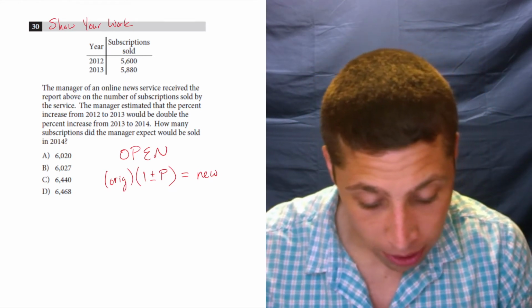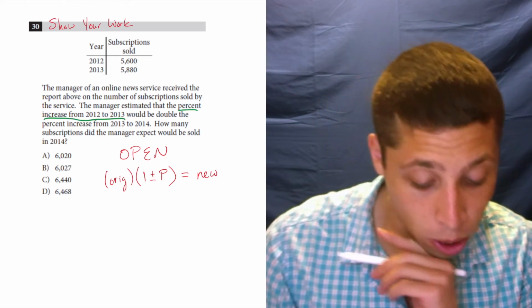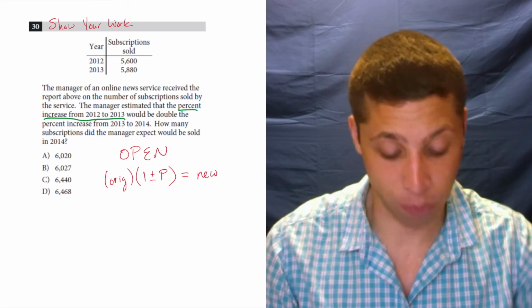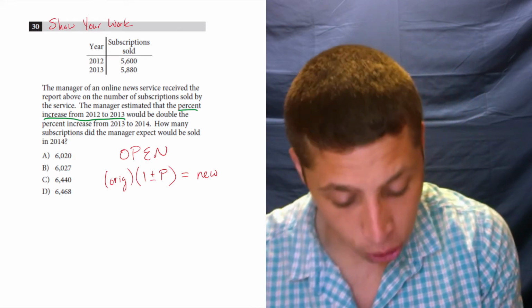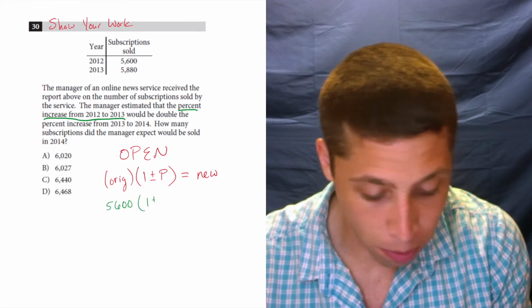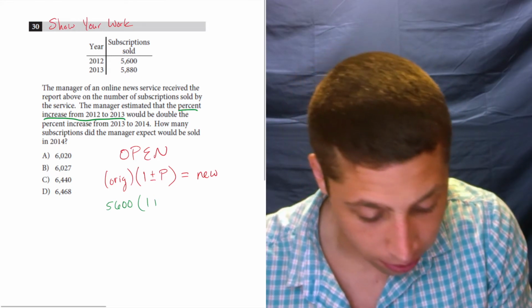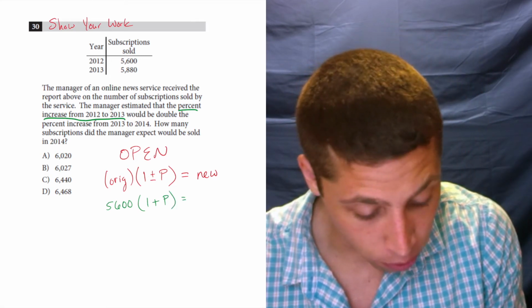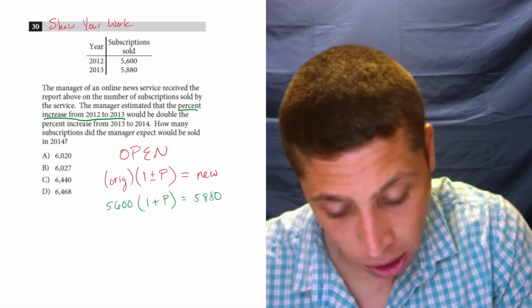Well, they're telling me I need to know the percent increase from 2012 to 2013 so that I can figure out what comes next with 2014. So let's deal with that first. So the original value is the 2012, that's 5,600. I don't know the P, but I do know it's an increase, so let's make it really clear that it's going to be a plus percentage. And then the new is 5,880 because that's 2013. So now I'm just solving for P.